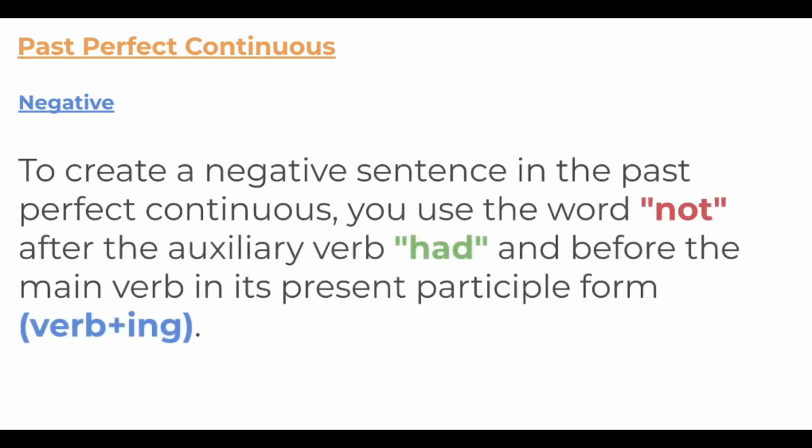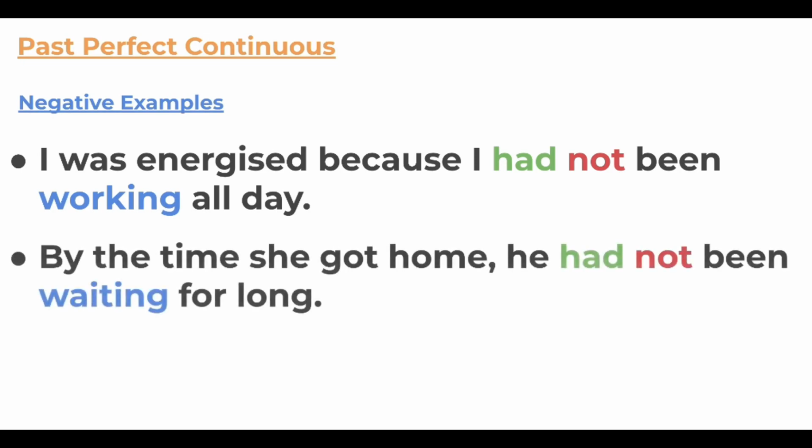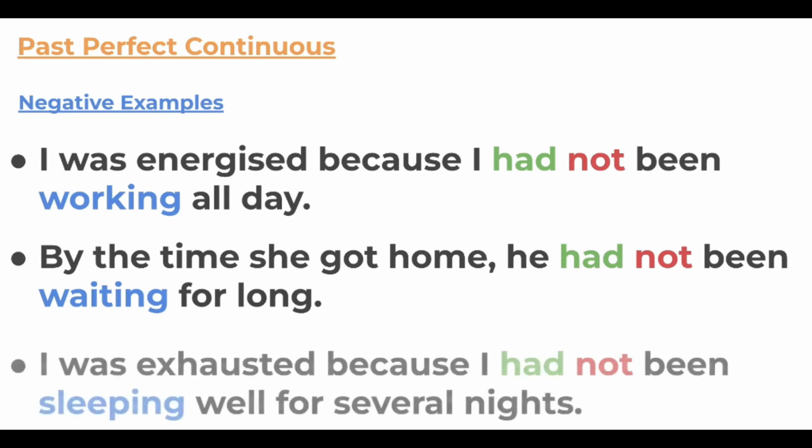Okay, negatives. So we want to use our word not after the auxiliary verb before the present participle, however. Okay, some examples here then. You could say, I was energized because I had not been working all day. By the time she got home, he had not been waiting for long. I was exhausted because I had not been sleeping well for several nights.